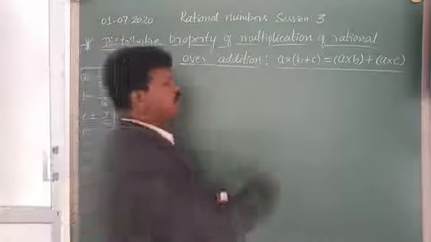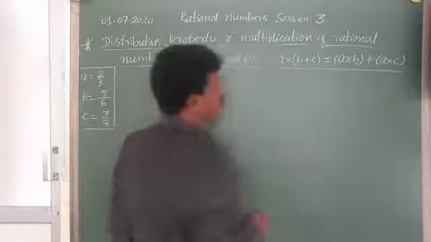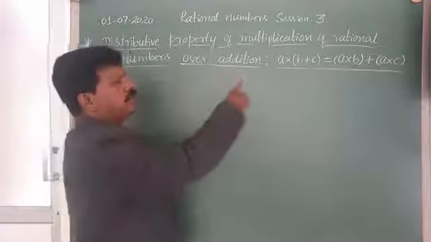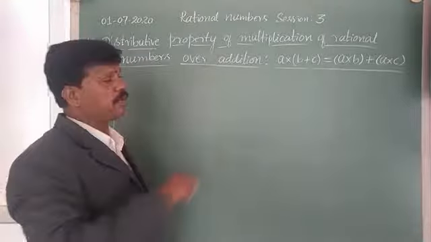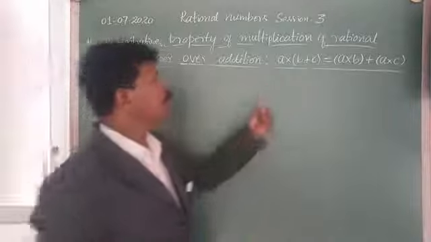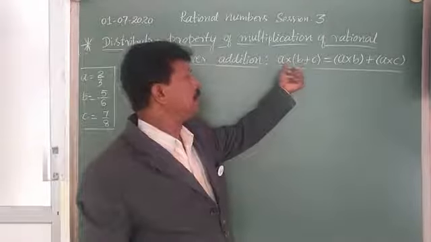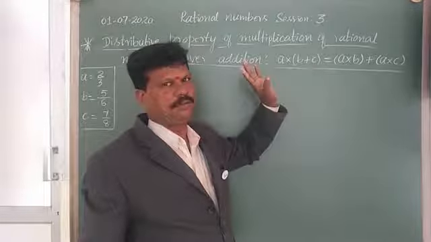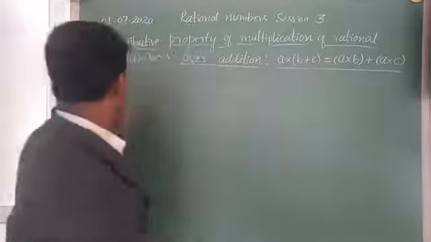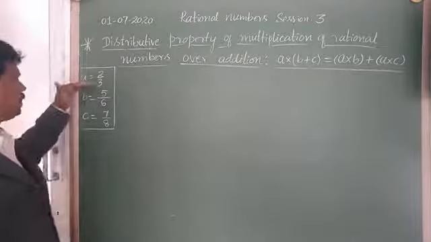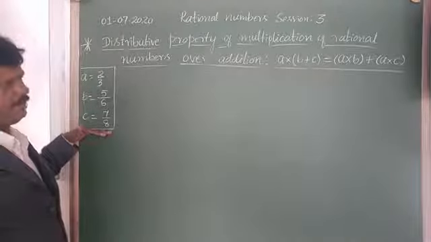Clear? So these are the general properties. So look at that, how to write the distributive property. Don't confuse it with the associative property of rational numbers, addition and multiplication. Here we are getting both multiplication as well as addition. Clear? Now let us take an example. A is 2 by 3, B is 5 by 6 and C is 7 by 8.